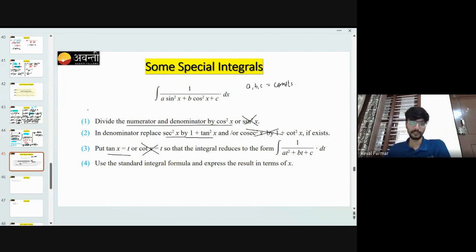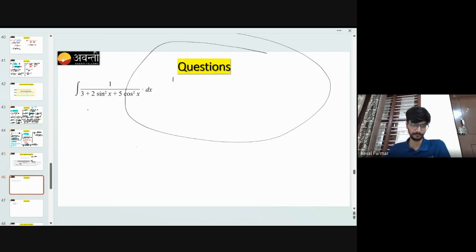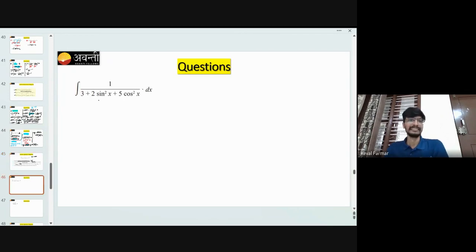Let's try one question. A very simple question. This is the same 1 upon a sine square x plus b cos square x plus c, where a is 2, b is 5, and c is 3. I hope it is clear. So what is the first step? First step, we divide numerator and denominator by cos square x.